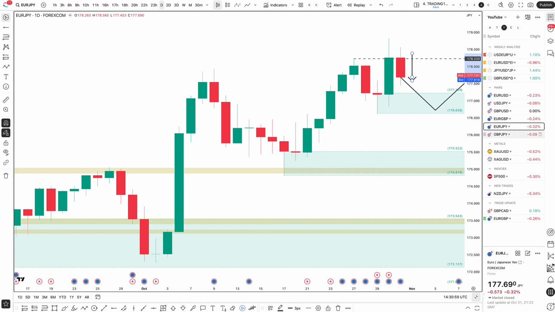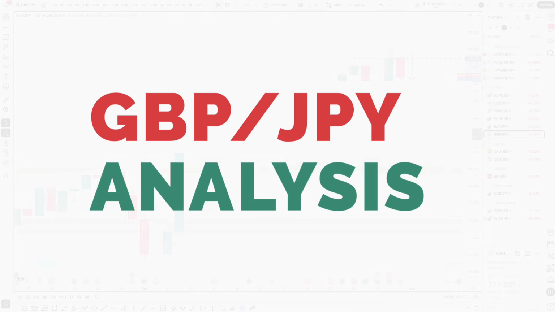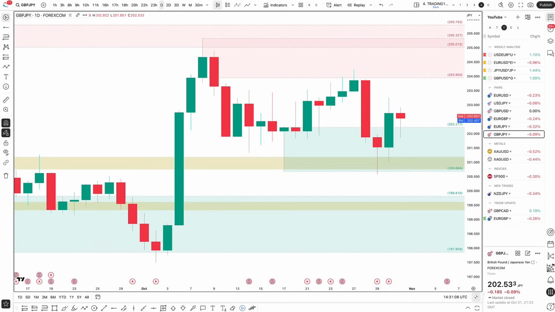And then you've got the pound yen, which for me, I was saying I would rather get short on this. But things just didn't align for me from a buying the pound at a cheap area.